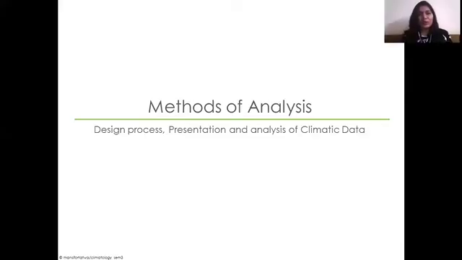Good morning. Today we are going to learn about methods of analysis for collected climatic data. So far in this semester, you have collected the climatic data and tried to arrange it in a proper format. Now we are trying to analyze it through a graphical and a statistical method. For that, first we need to understand the design process that follows.